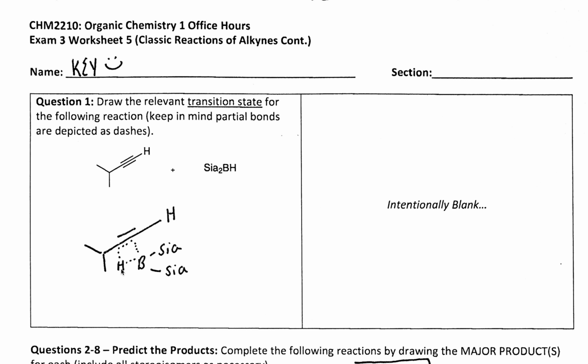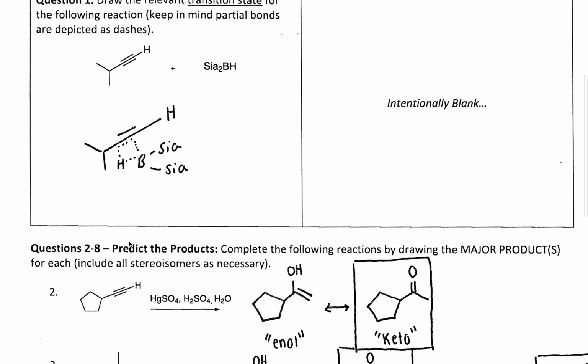Simultaneously, this bond in between the hydrogen and boron is going to break because, remember, we're adding these via syn addition. And this terminal triple bond is going to go away because that's what happens in the structure.